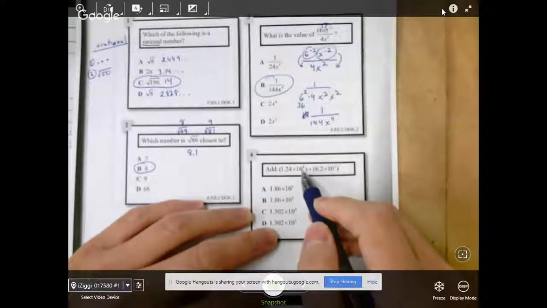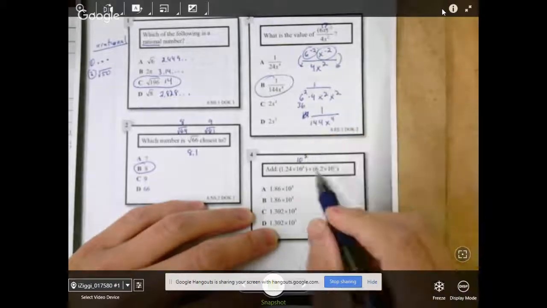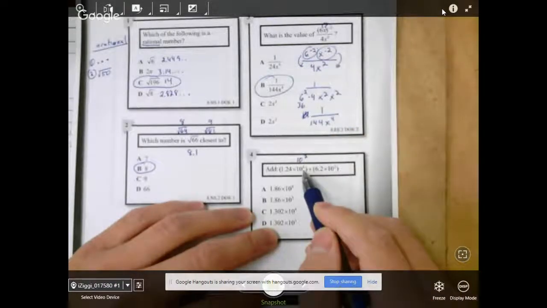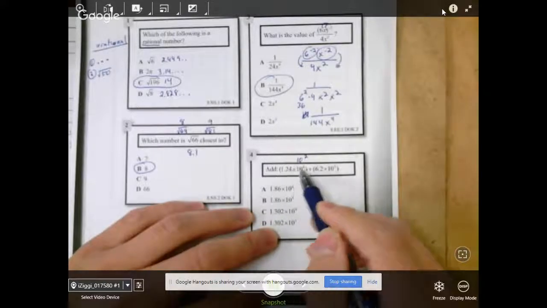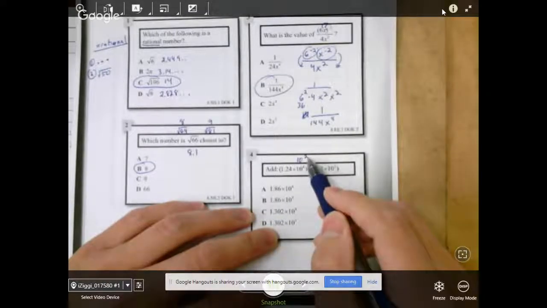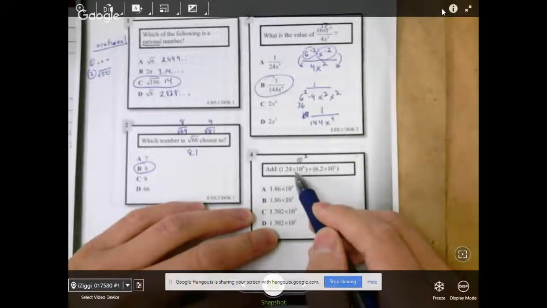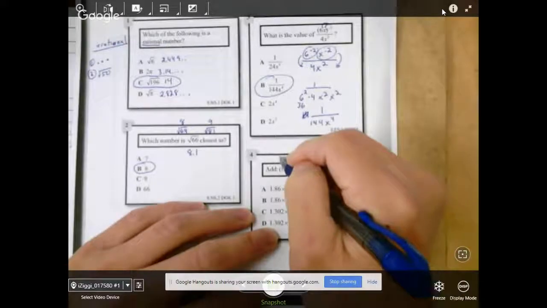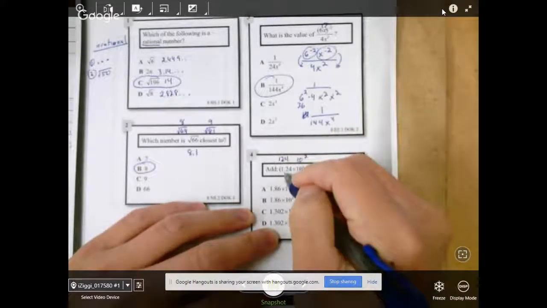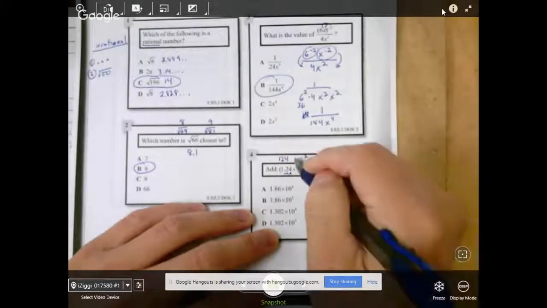So I made this exponent smaller, so I need to make this number bigger. I made this exponent smaller by 2, so I need to make this number bigger by 2 decimal places. So 1.24 becomes 124. I moved it 2 decimal places because I needed to make it bigger by 2 decimal places. So 124 times 10 squared. That's what I'm going to use now.